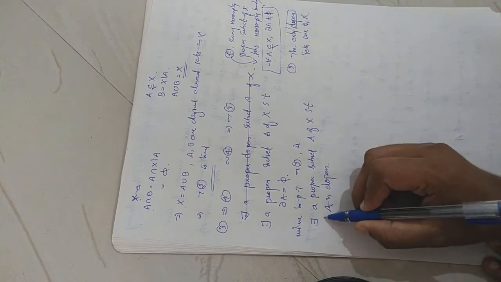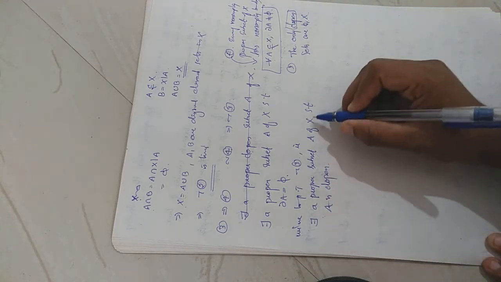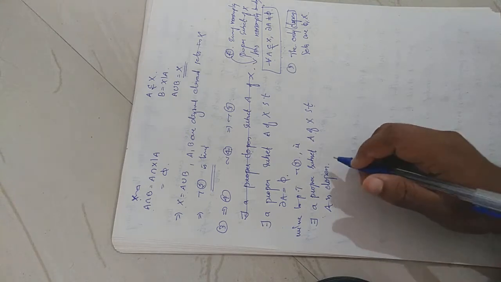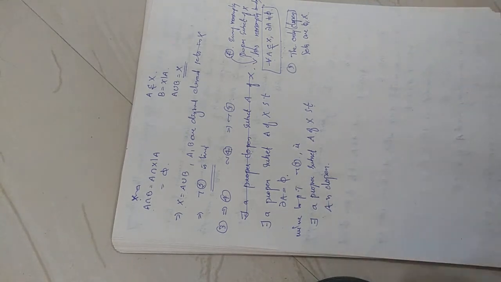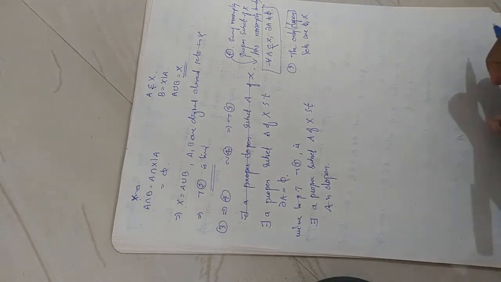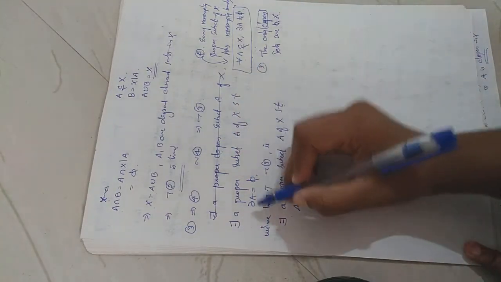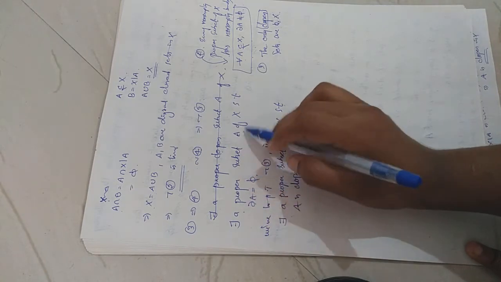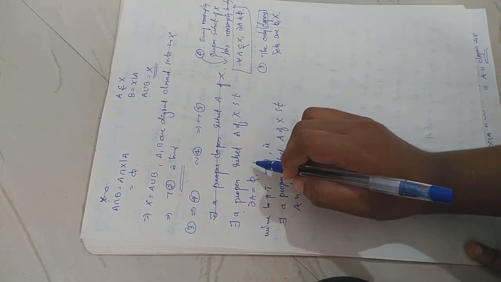So we want to prove that there is a proper subset A of X such that A is Clopen. There is a proper Clopen subset of capital X. This is what we need to prove. So we assume negation 4: there is a proper subset A of X such that del of A is equal to empty.